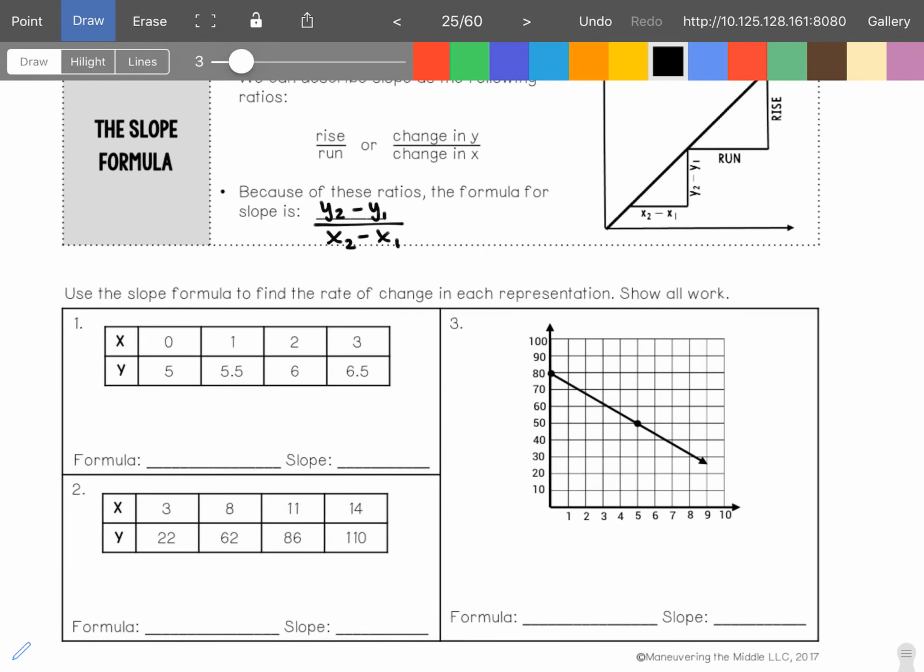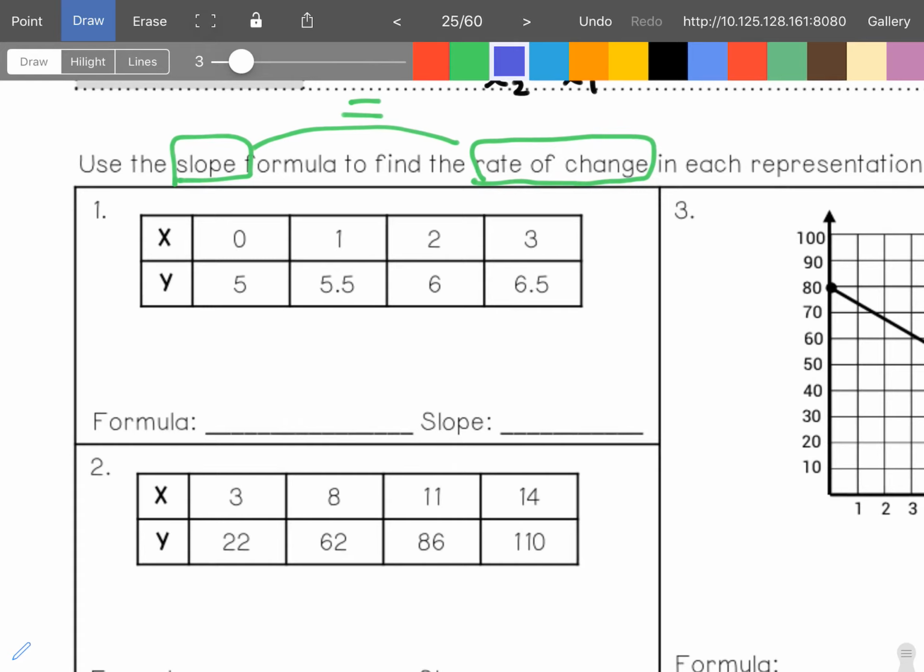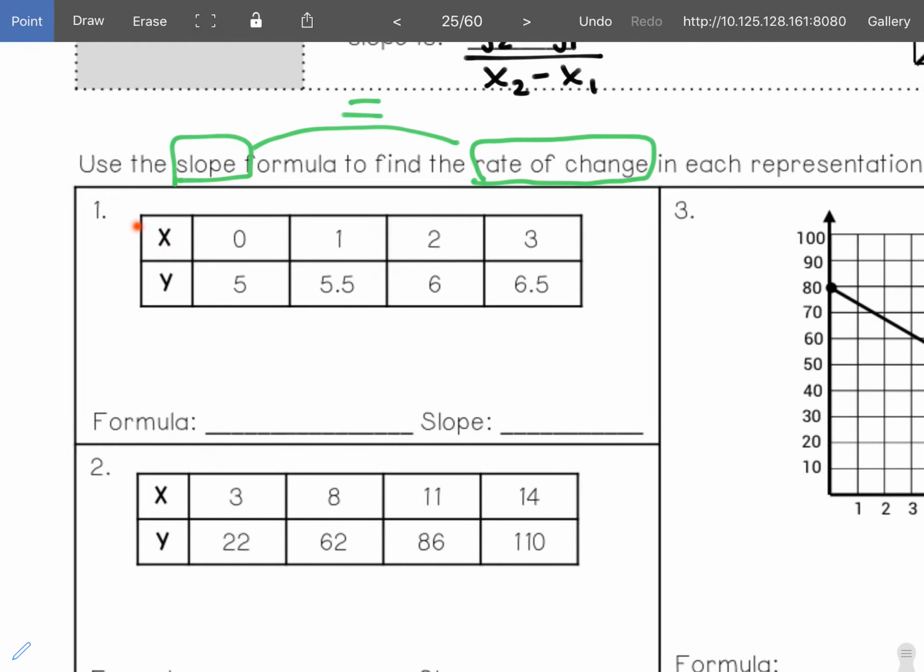Okay, let's try some. Use the slope formula to find the rate of change, which we know now that rate of change means to find the slope. They mean the same thing in each representation. Show all of your work. Okay, so if we look at our x values, we have 0, 1, 2, and 3. And our y values in the table are 5, 5.5, 6, and 6.5.